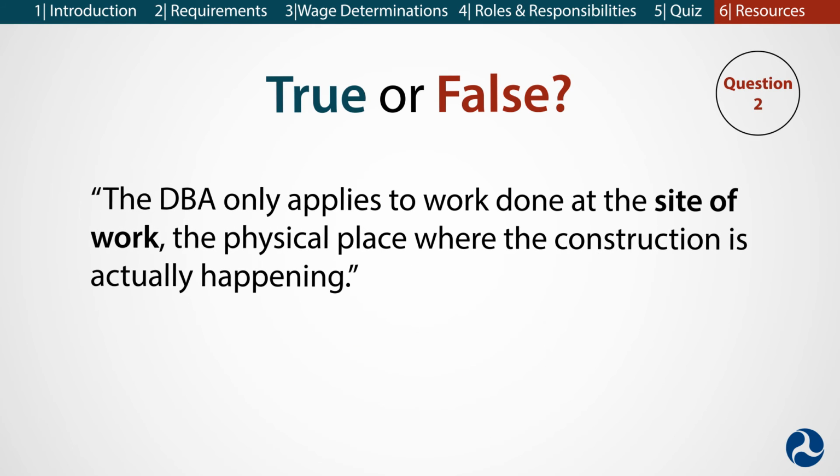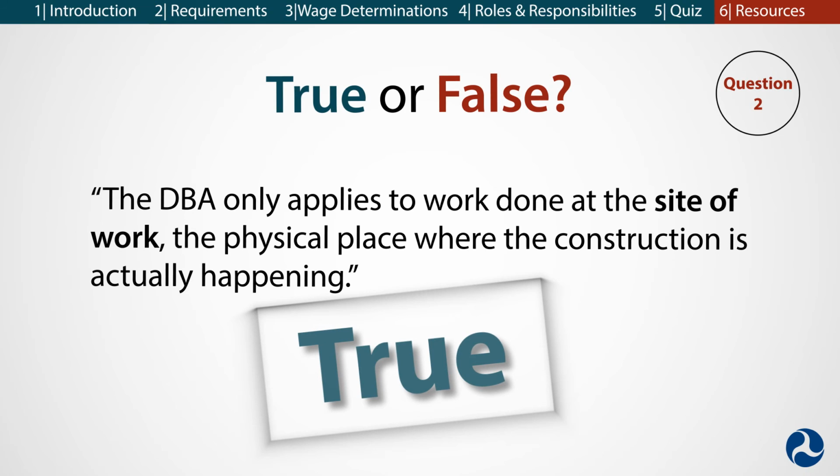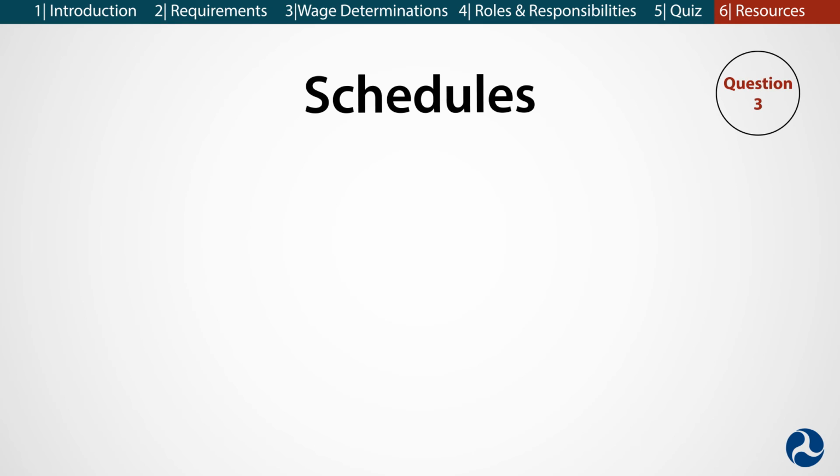Question 2. True or false? The DBA only applies to work done at the site of work, the physical place where the construction is actually happening. True. Work done in a location off of the work site does not fall under the regulations of the DBA. Question 3. What schedules are associated with the following types of construction? As a reminder, the 4 construction schedules are residential, building, highway, and heavy.